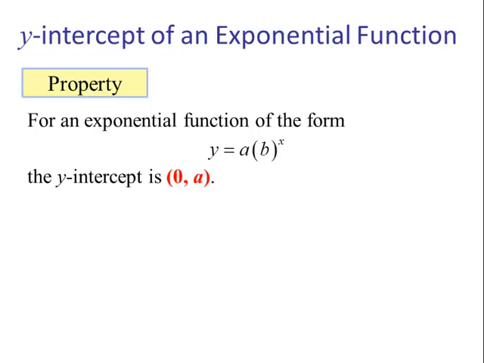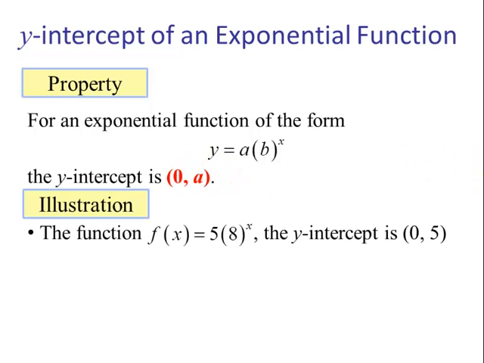Y-intercept of an exponential function. Property: for an exponential function of the form y equals a times b to the x power, the y-intercept is (0, a). So whatever value we have here, that value will be the y-intercept. If we don't see a value here, if we have just 3 to the x, then a is understood to be 1.